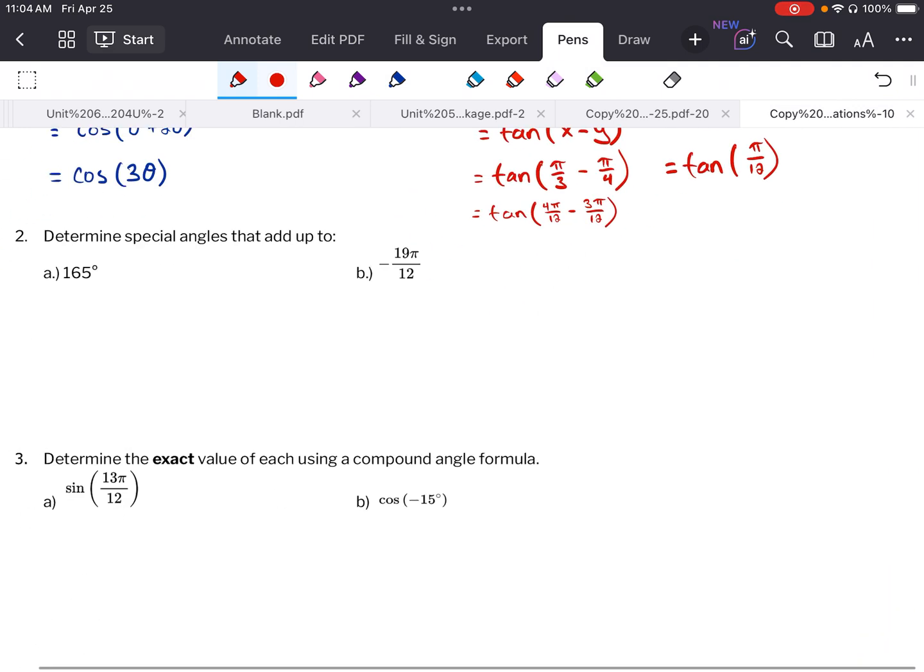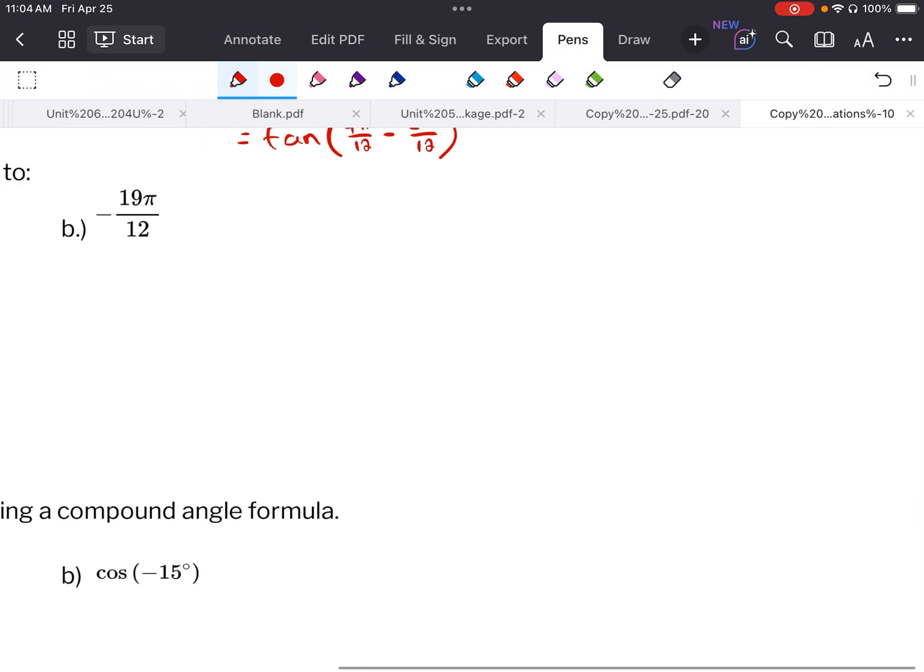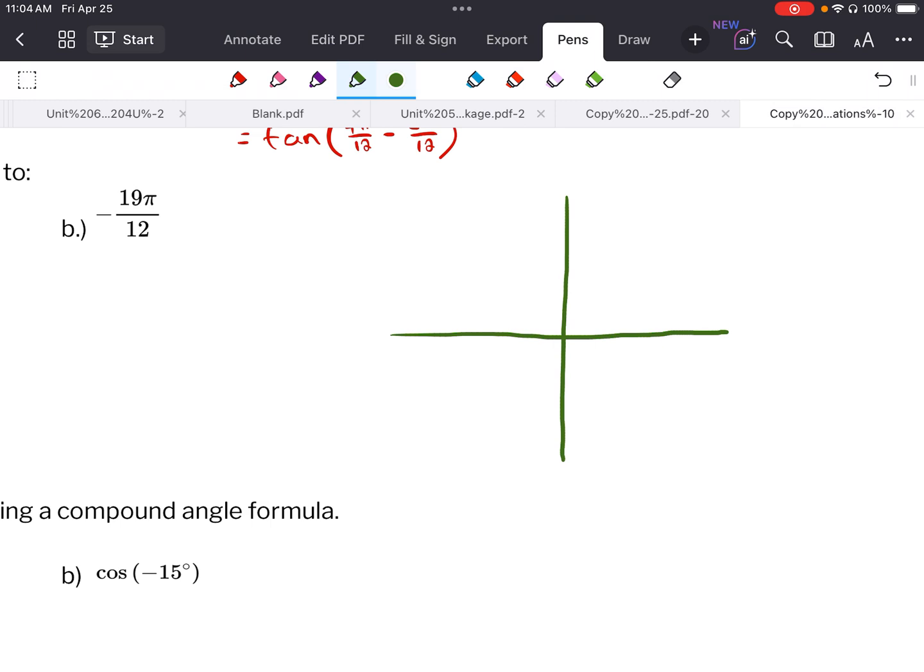Okay, now the other way. Number 2 is determine the special angles that will add up to these set amounts. And before we do that, I'm going to quickly draw our unit circle. Okay, feel free to fast forward this part if you want.